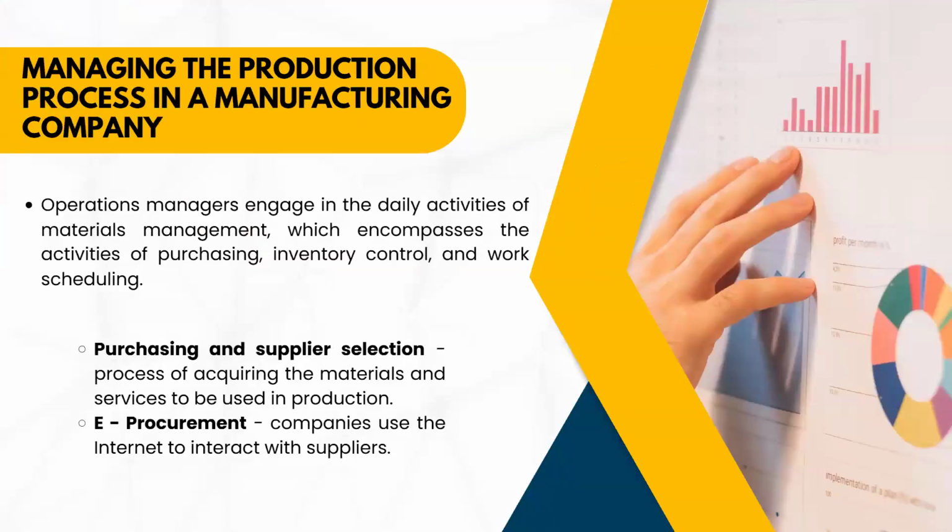Managing the production process in a manufacturing company. Operations managers engage in daily activities of material management, which encompasses the activities of purchasing, inventory control, and work scheduling. Purchasing and supplier selection is the process of acquiring the materials and service to be used in production.